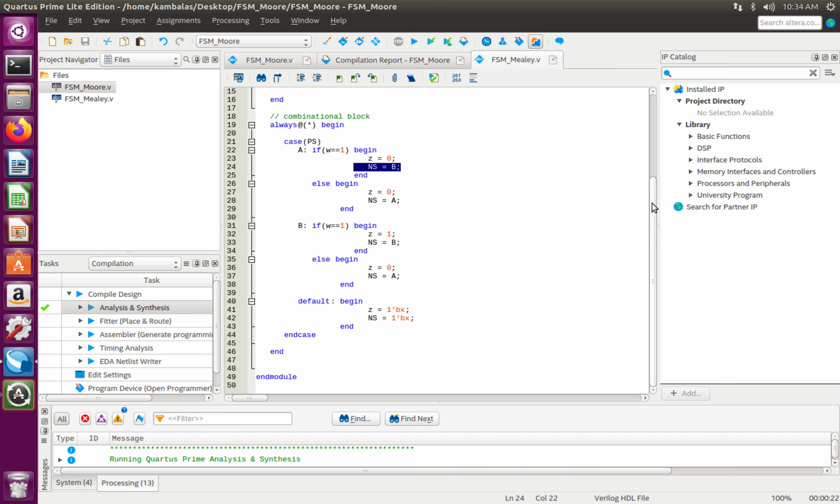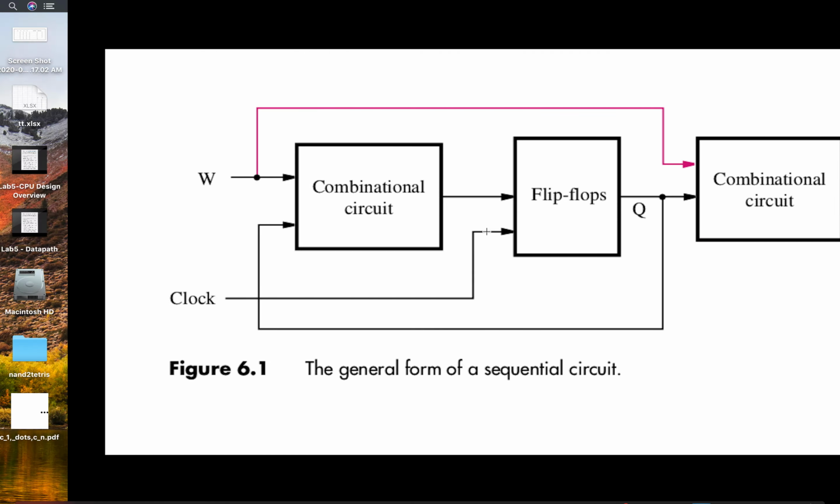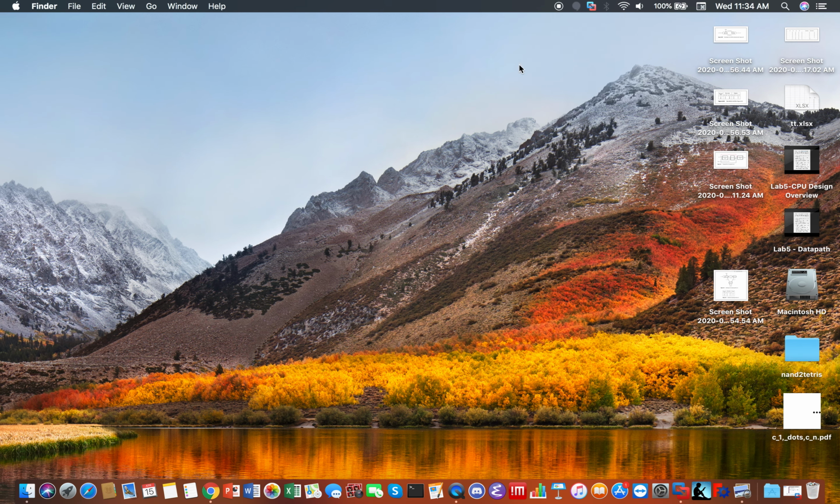And done. You now have a way to write both Mealy and Moore type state machines in Verilog, and I have also translated it to my state machine. So this should make complete sense to you guys. Good luck.